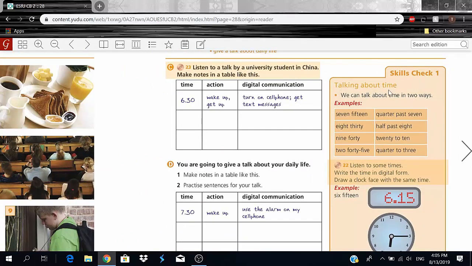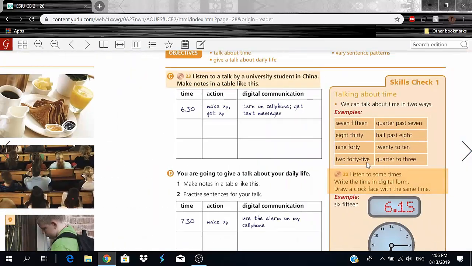Here we have, when talking about time, and we used to talk about time a lot back in the 97 course, so I think you kind of have an idea of how to tell time. So we can talk about time in 2 different ways, okay? So we can say either the 2 numbers, so 7:15 for example, or I can say quarter past 7, okay? 8:30 or half past 8, 9:40 or 20 to 10, 2:00, 2:45 or quarter to 3, okay?